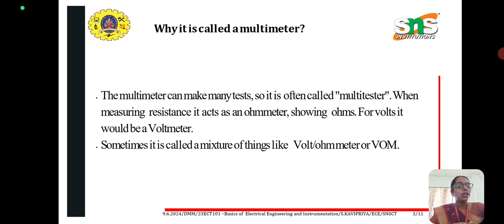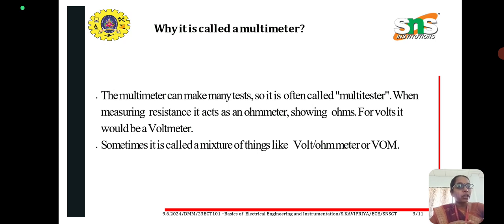So why is it called a multimeter? Because it can make many tests. We can even call this multimeter a multi-tester. When measuring resistance, it acts as an ohmmeter. While measuring the voltage, it acts as a voltmeter. So it can be used to perform several measurements.